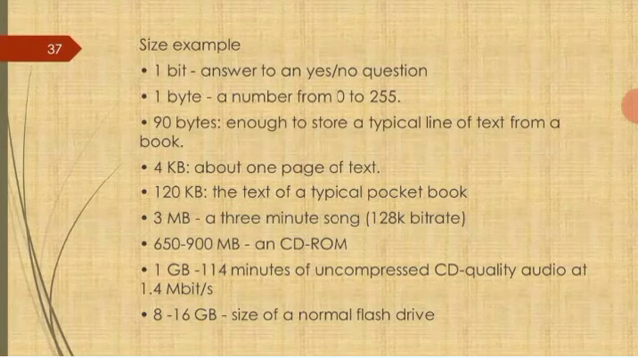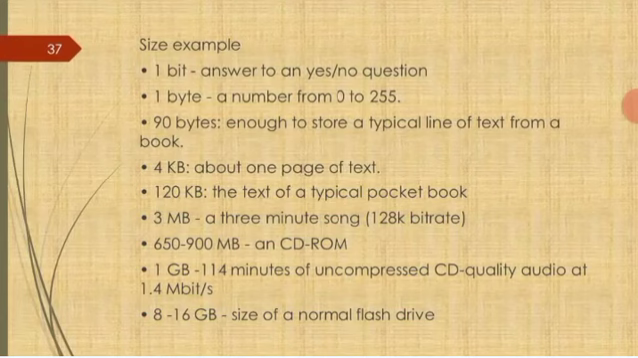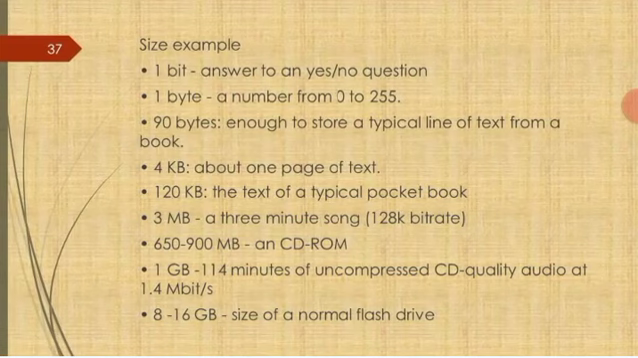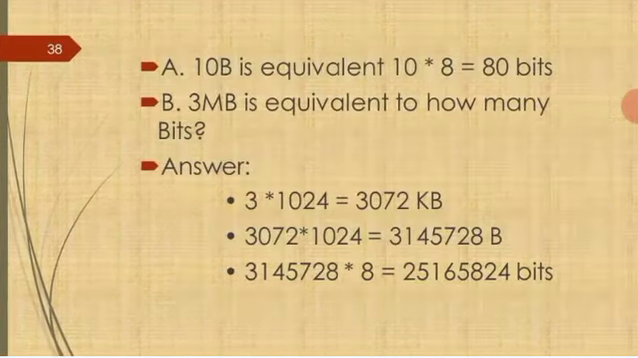That is the maximum capacity of a CD-ROM, so you can store a lot of things there, ranging from audio, depending on the quality. 1 gigabyte has 140 minutes of uncompressed CD quality audio at 1.4 megabits per second. In 1 gigabyte you can store some videos, some audio, and some little books. 8 to 16 gigabytes is the typical storage of a normal flash drive, which can store a lot of things inside. So that's that. Let's go to the next slide.